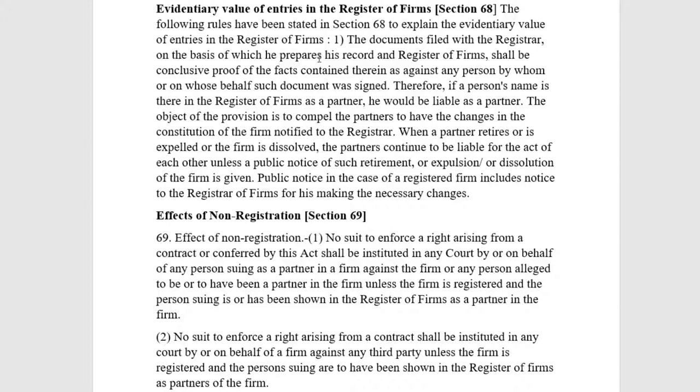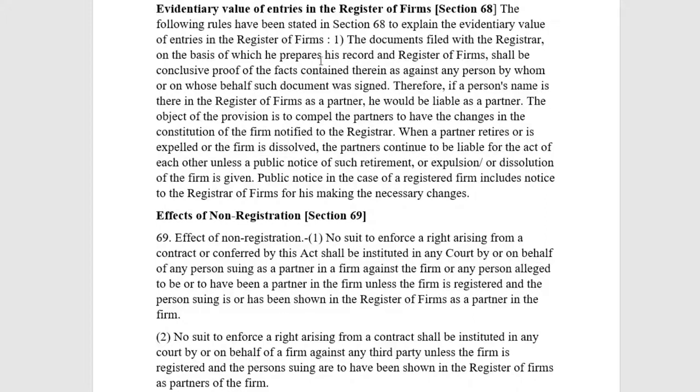And while discussing the evidentiary value of the entries in the register of firms under section 88, it holds evidentiary value. The documents filed with the registrar, on the basis of which he prepares his record in the register of firms, shall be conclusive proof of the facts. Under the Evidence Act, the aspect of conclusive evidence is very important. Whatever information the register of firms has taken while registering the firms will be held as conclusive proof of the facts.